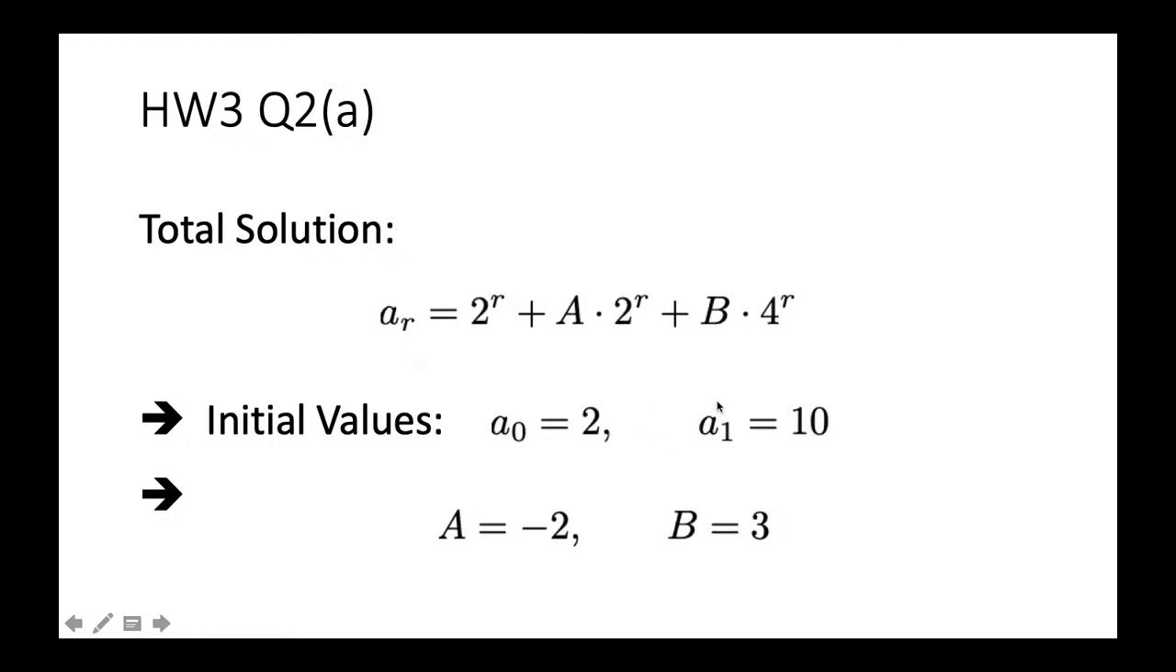And when r is equal to 1, we will have another equation: 10 is equal to 2 plus 2A plus 4B. So in that sense, we will have two equations allowing us to solve for the two unknown constants A and B. So we can find out what A and B are, and that's it. Once A and B are known, we get the total solution.